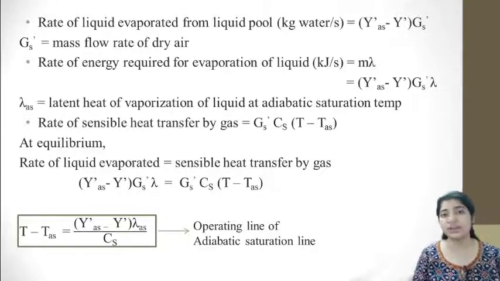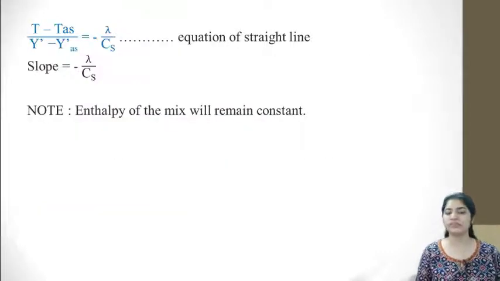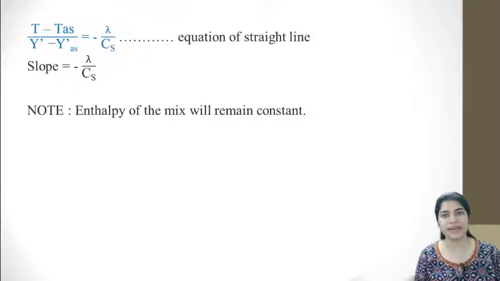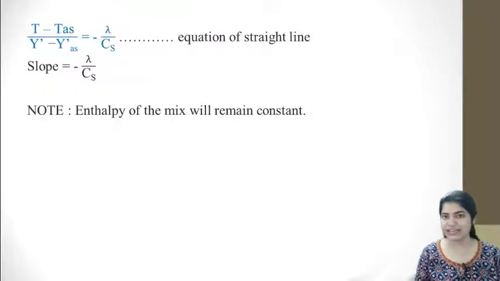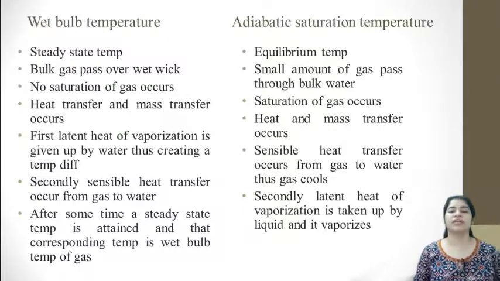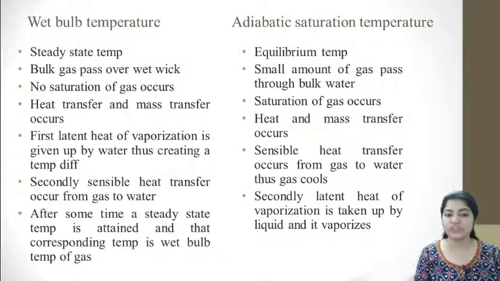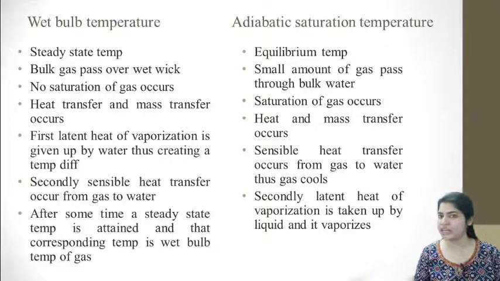Here Cs is your humid heat. This is the equation of a straight line, and the slope is minus lambda_as upon Cs. Now as you know, as this adiabatic saturation condition is there, the enthalpy will remain constant.